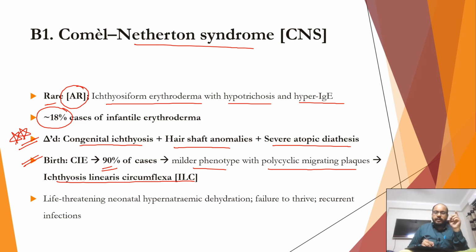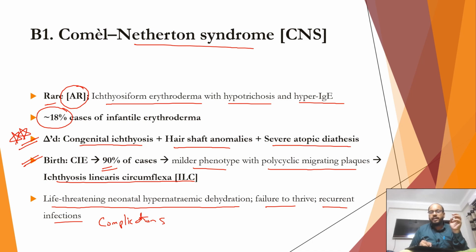The major complication associated with Netherton syndrome is life-threatening neonatal hypernatremic dehydration, that means increased sodium dehydration, failure to thrive, and recurrent infections. So these are the complications which we must take care of while treating a case of Netherton syndrome. Let's move forward.